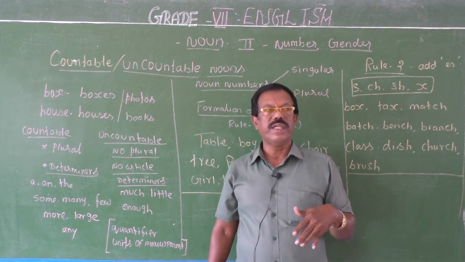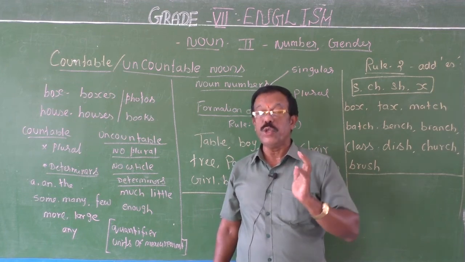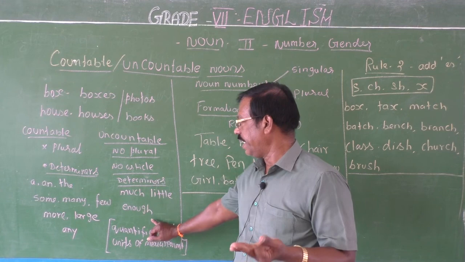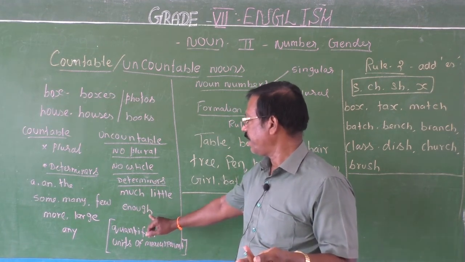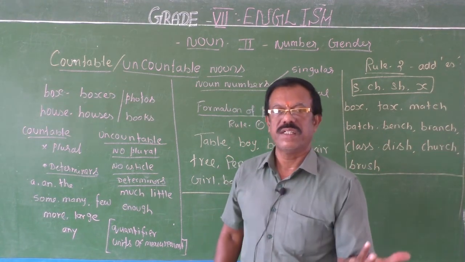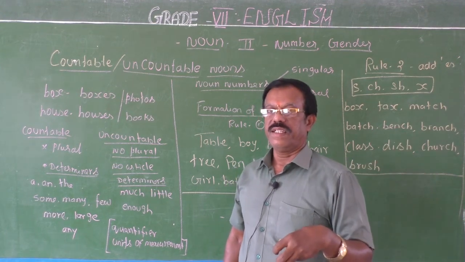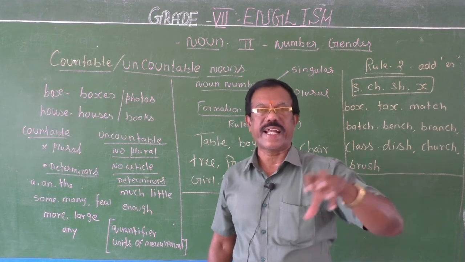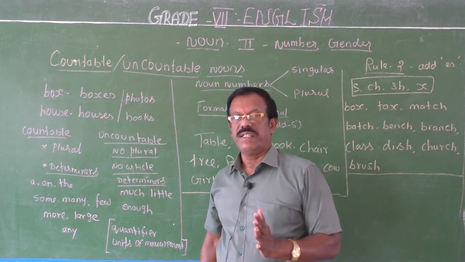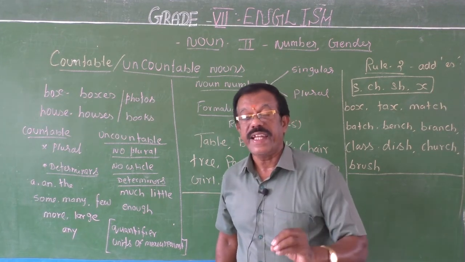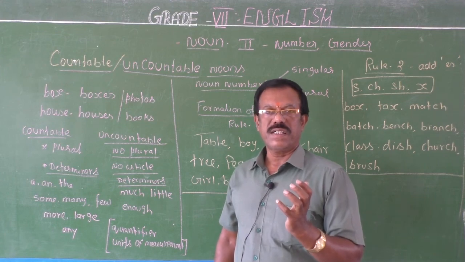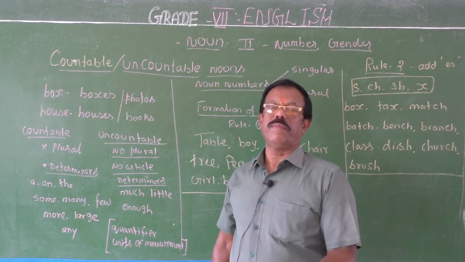And here I have given you a list of some determiners which can be used before such nouns: much, little, enough. Much water is there in the can. Little water is there in the pot. A pot has little water. He has much knowledge about the current affairs. Enough rice is there in the pot. He had enough rice. He had enough time. Okay, so in this way, these determiners are used before uncountable nouns.